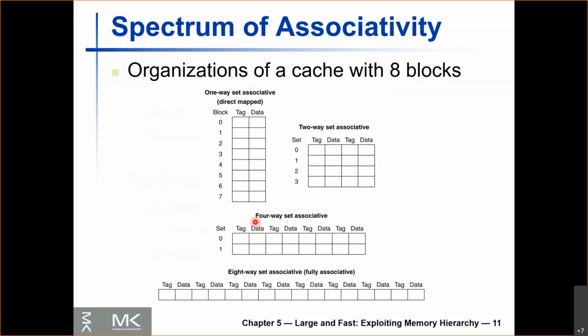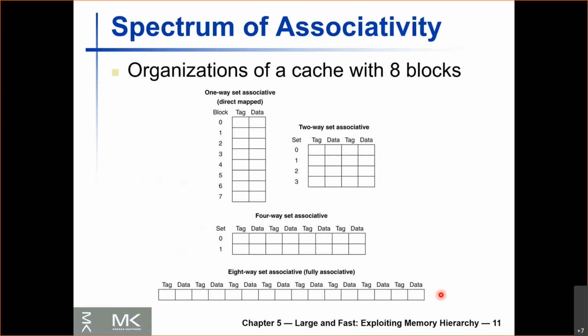For a 4-way set associative cache, we're going to organize the 8 blocks as 2 sets where each set has 4 blocks. And then we have an 8-way set associative cache, which in this case is the fully associative cache. In the fully associative cache, I'm simply going to have one set with 8 blocks, and each of these 8 blocks is going to have its own tag. So if I want to look up something in this cache, I'm going to have to compare to all the tags. So we have a spectrum of associativity. There's a trade-off between the number of ways and the number of sets if we want to keep the size of our cache fixed.